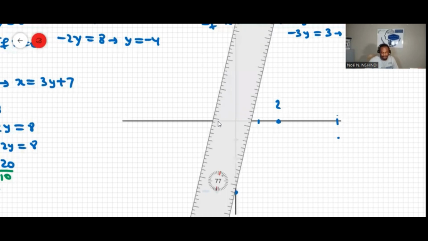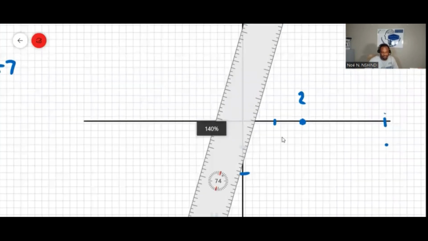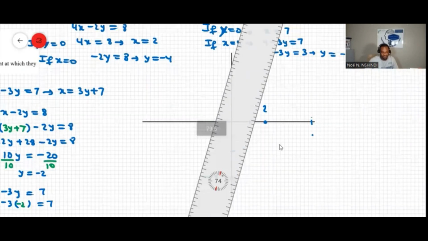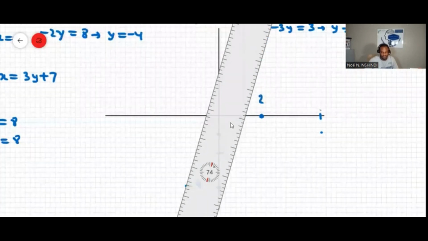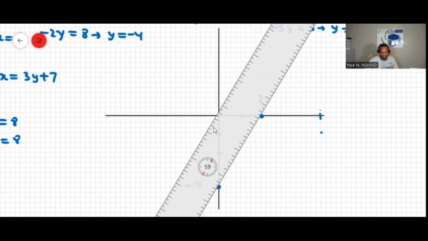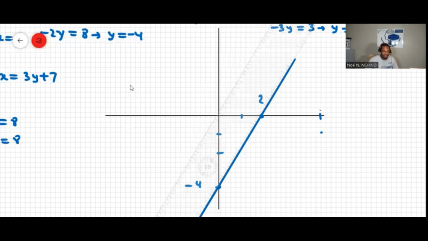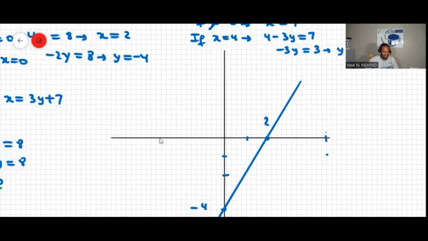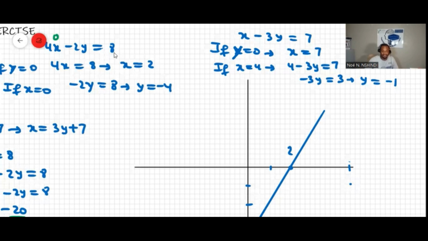I don't want to zoom in, but let's keep it like this. So these two will make a straight line. This makes the line of the equation 4x minus 2y equal 8.